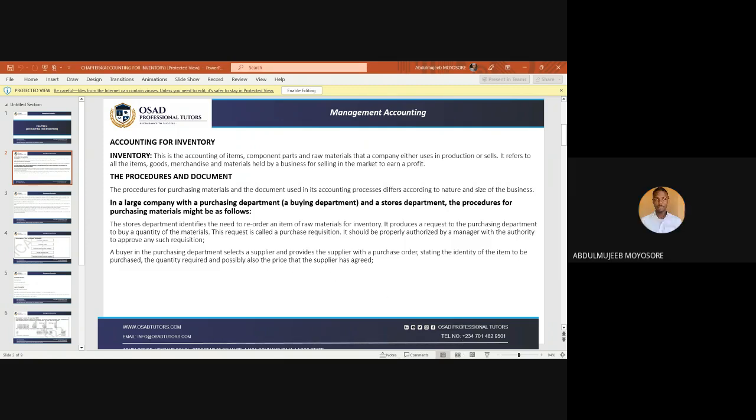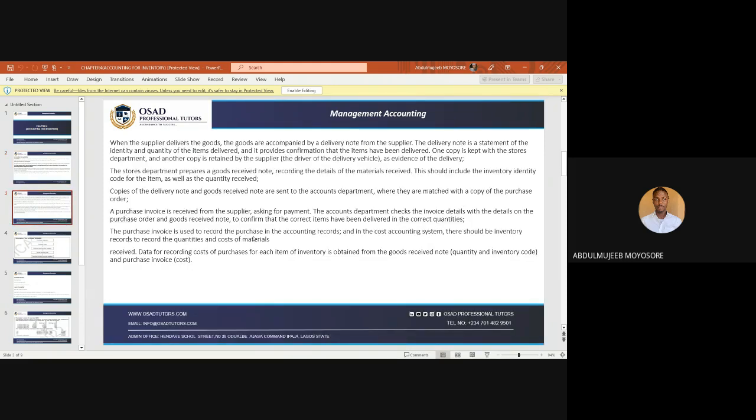Okay. Now moving on. When the supplier delivers, this is just what I explained earlier, so you might just go through this particular area so you understand. The store department prepares the goods received note. That's when the supplier supplies that particular order, recording the details of the material received. This includes inventory identity code for the item, as well as quantity received. Copies of delivery notes and goods received notes are sent to the account department. They match the copy of the purchase order.